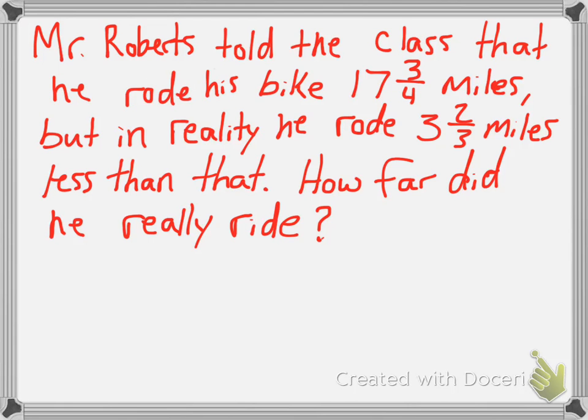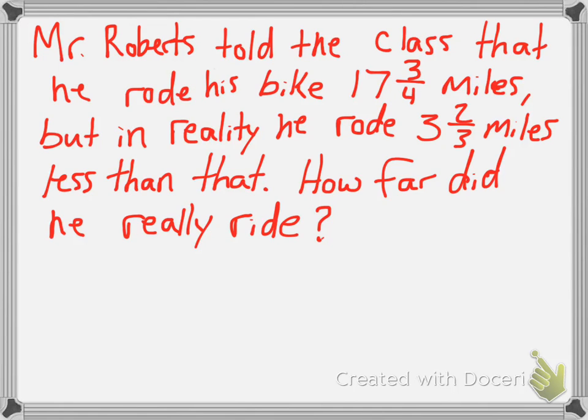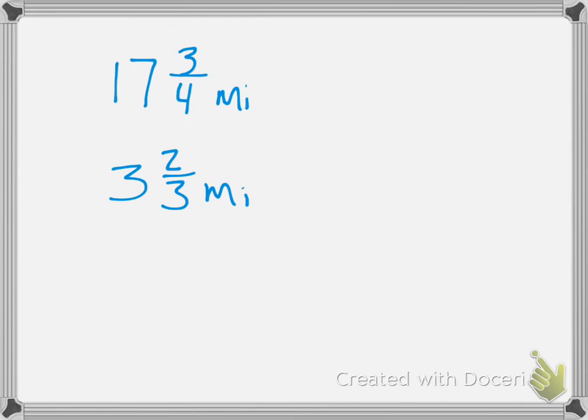Okay, so you should have pulled out 17 3/4 miles and 3 2/3 miles. Then I ask myself, what is actually going on? Well, the question itself says, how far did he really ride? So that's what I'm looking for. Is it going to be addition or subtraction? If he rode less than he said that he rode, I know that I'm going to subtract.